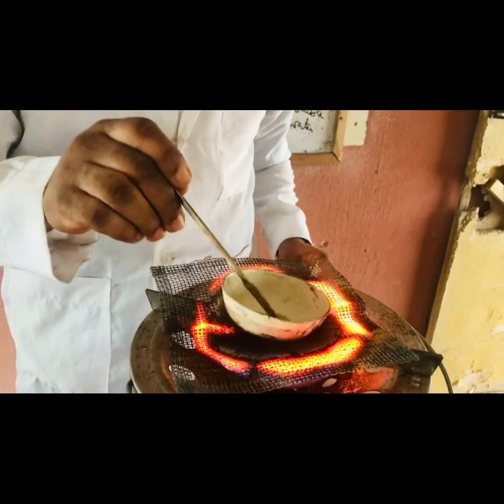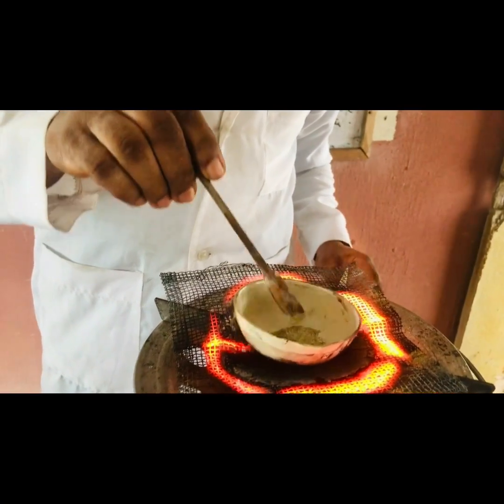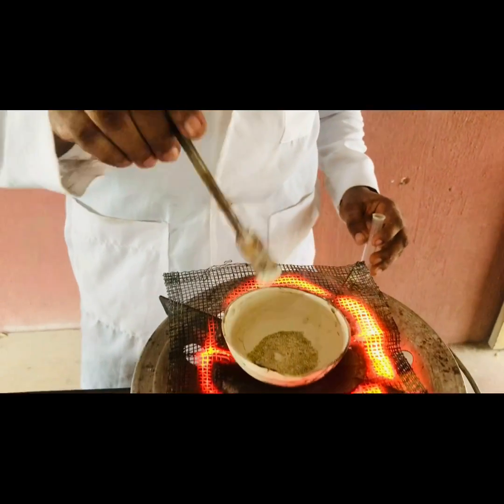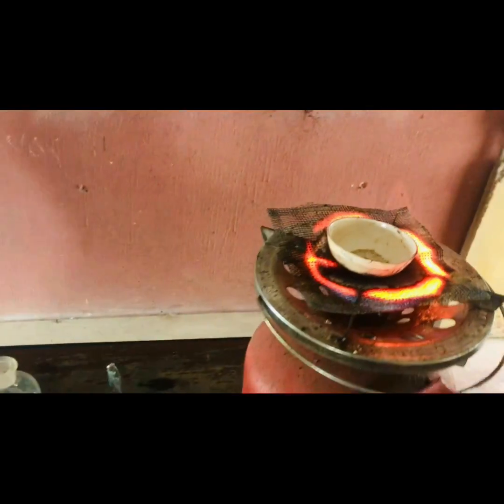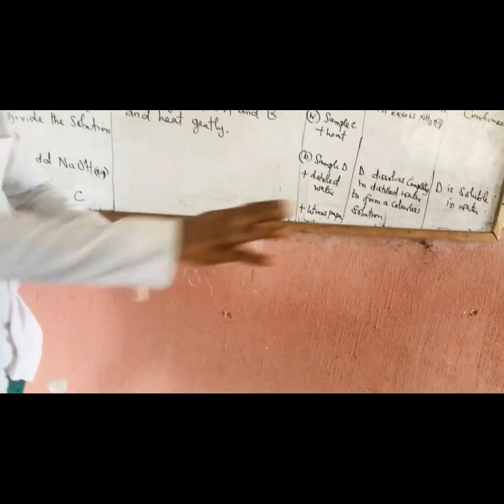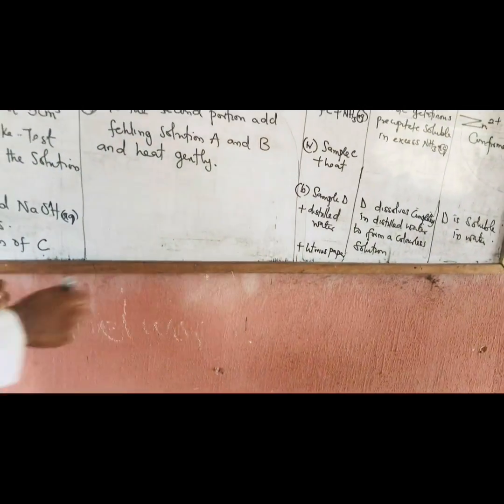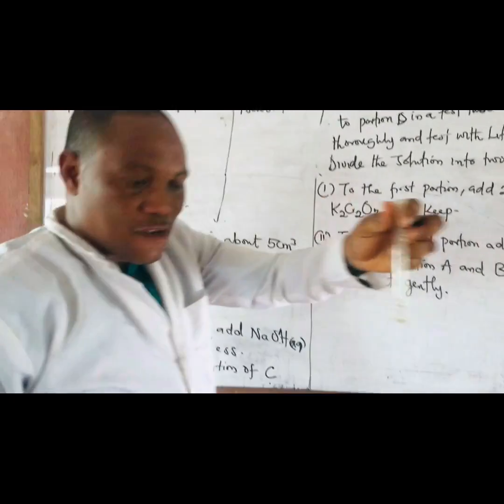You can see the color changing from white to yellow, but it's still coming up. We are still coming back to that, so that we'll be sure. So, no effect on litmus paper. So this is the first portion, right?